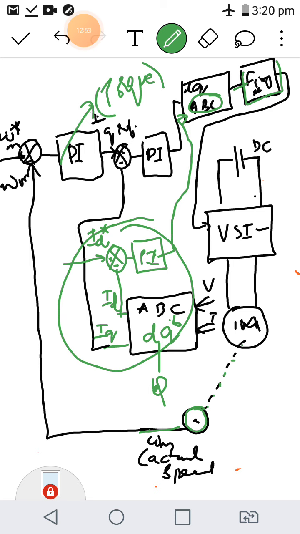I know that you must not have got the correct idea about this DQ reference frame, that we will learn in the next class about the Clarke and Park transformation. For the time being, you need to understand that the ABC quantities, that is the original three phase quantities, will be converted into two phase quantities for AC control. That's all. Now this is the direct vector control.